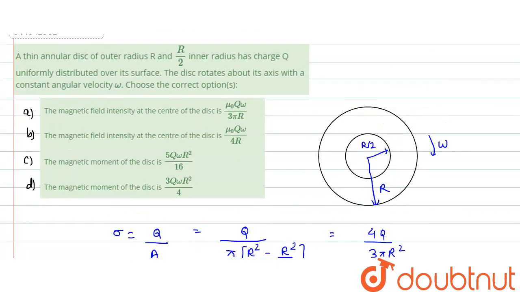Now there would be several such strips on this disk, but each would be rotating similarly. That means each would be rotating, and we have drawn the direction to be clockwise.